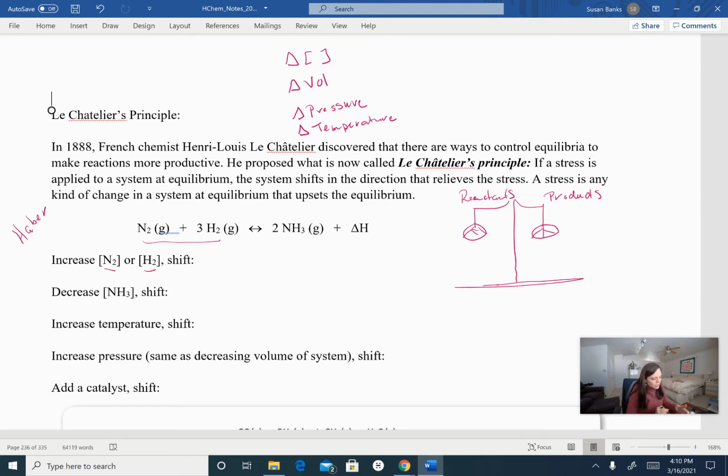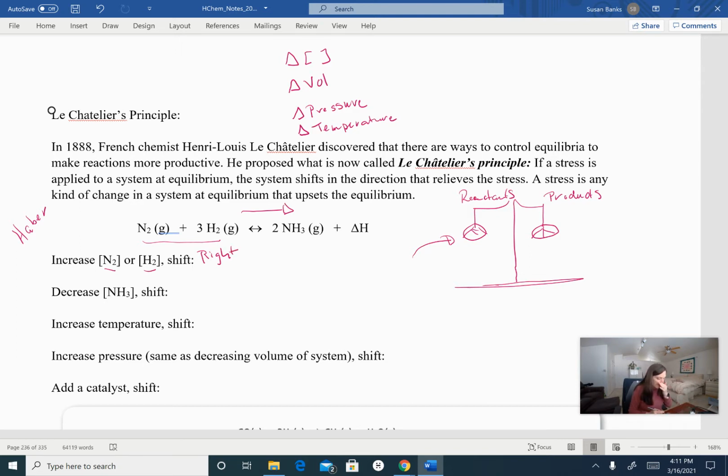Okay, so if I'm increasing nitrogen or hydrogen, I'm essentially putting more stuff on this reactants end, making the reactants end really heavy. That makes the product end go way up, which means I've got to find a way to make the product end heavier to get it back even. So to make the product end heavier, that means I need to make more products. So I'm going to shift right. Notice the products are on the right side of the equation. I'm going to shift right to make more products to get that balance even again. So we would call this shifting right.